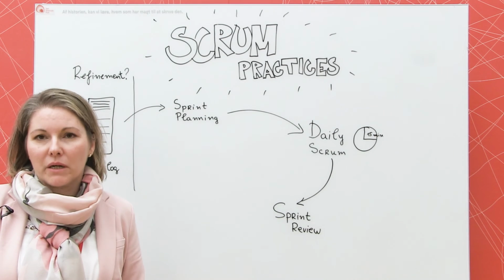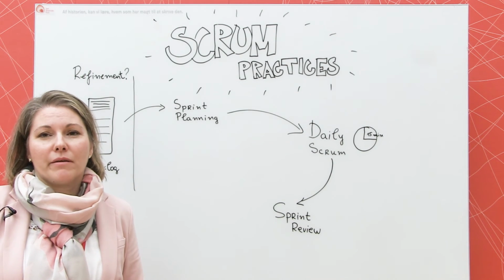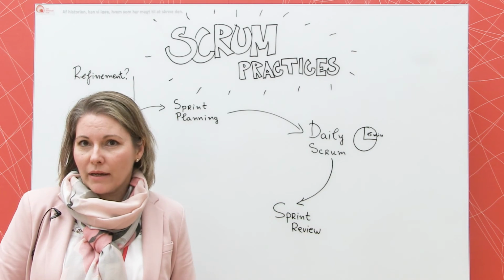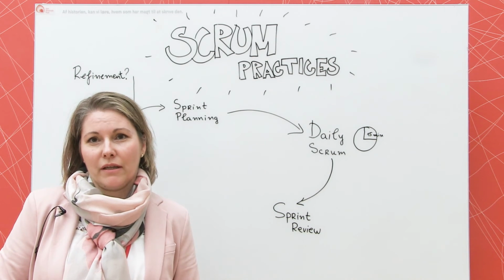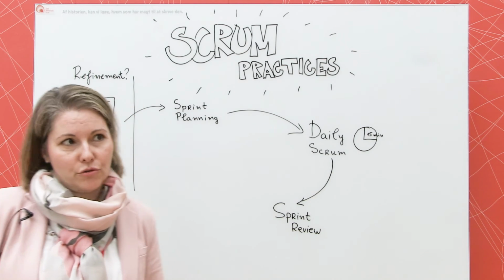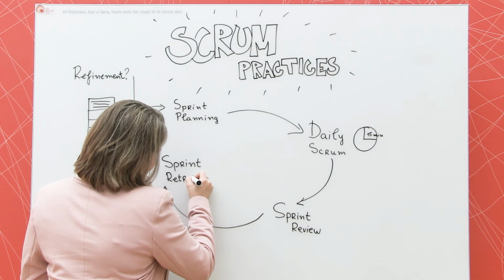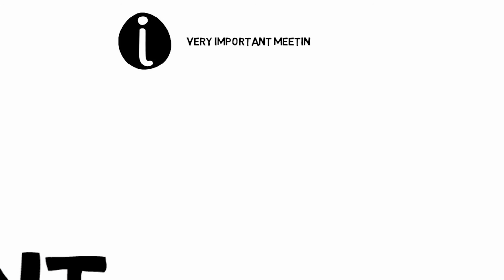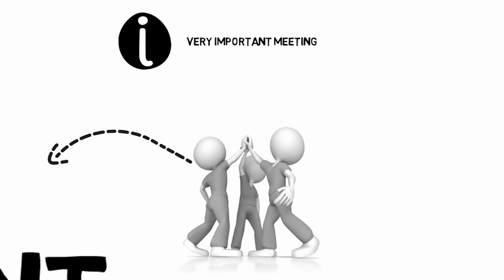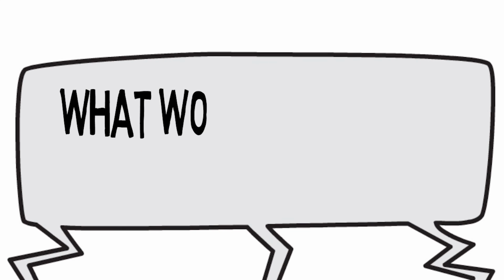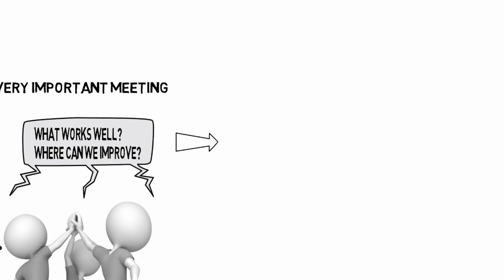In the Agile way of working and thinking, it's very important that we learn from our errors. So that's why the next practice is very important, and it's called sprint retrospective. Sprint retrospective is one of the very important meetings where the team is taking learnings from the previous sprint period. The goal of the meeting is that the team evaluates what worked well and where to improve and what action to take to improve.